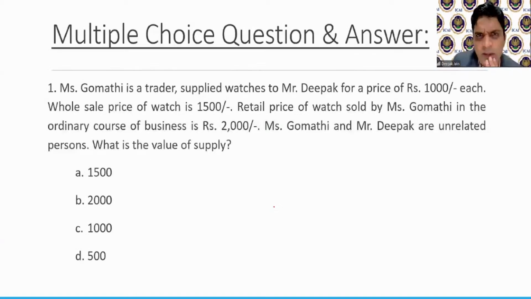Okay. Now we'll get into MCQs and practical questions. Ms. Gomati is a trader who supplied watches to Mr. Deepak for a price of 1000 each. Wholesale price of the watch is 1500. Retail price of the watch in the ordinary course is 2000. Ms. Gomati and Mr. Deepak are unrelated persons. What is the value of supply?